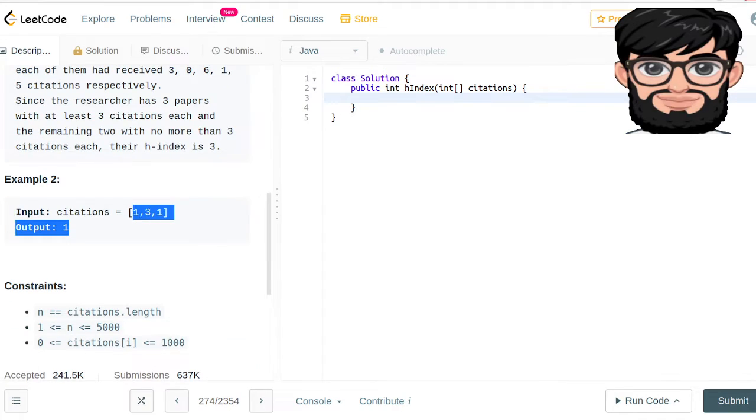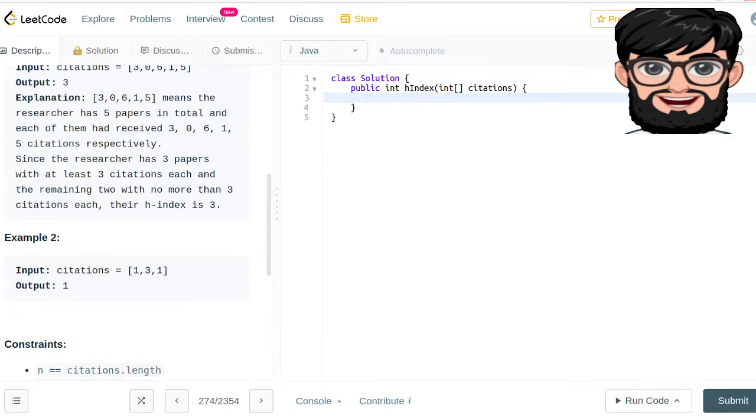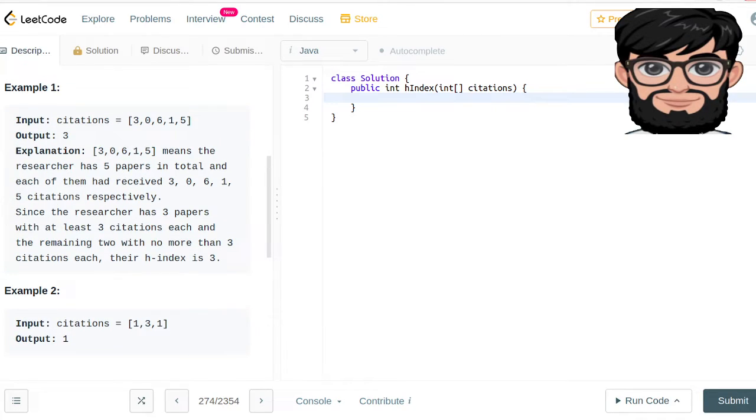In this example, the number is going to be 1, because 2 of the papers have 1 and one paper has... actually all 3 of them are at least 1. So that's why this is 1, and the 0 paper has less than 1.